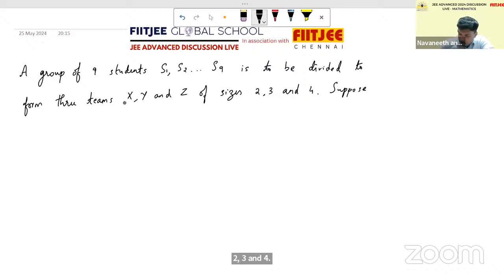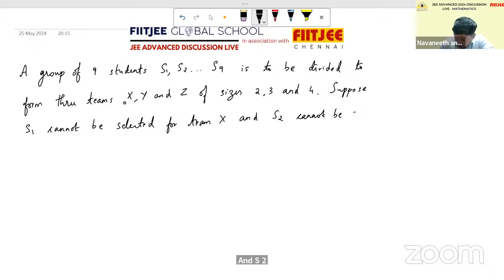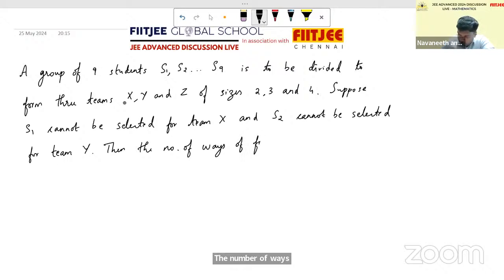Suppose S1 cannot be selected for team X and S2 cannot be selected for team Y, then the number of ways of forming such teams is. So this is the question from permutations and combinations that came this year.